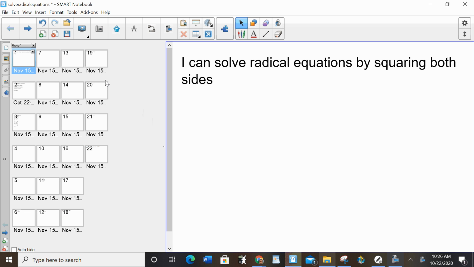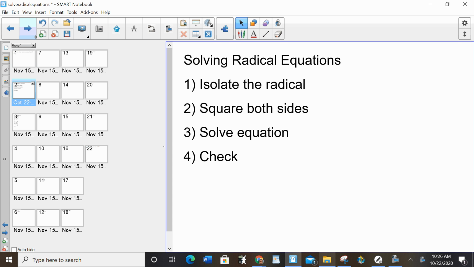Hello everybody. Today I can solve radical equations by squaring both sides. That's the main step in solving radical equations, but there's a couple more steps to it than that. Basically the steps are written out here.